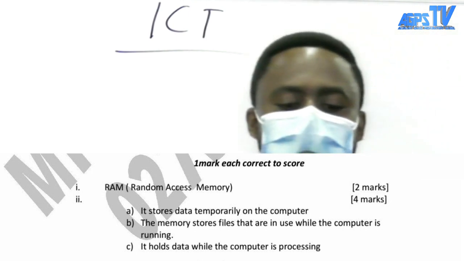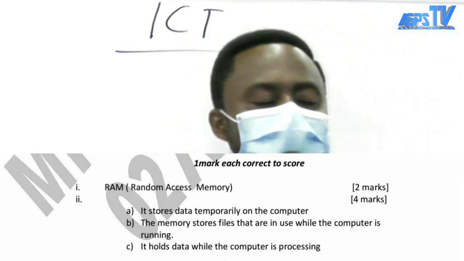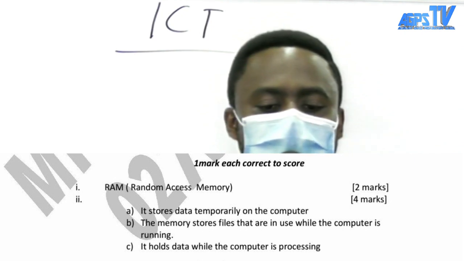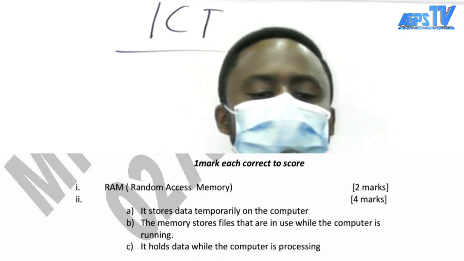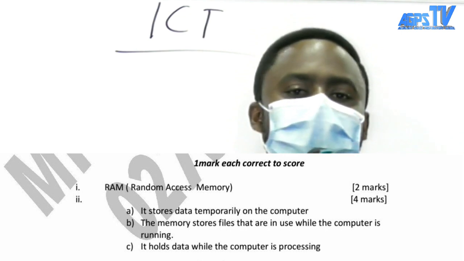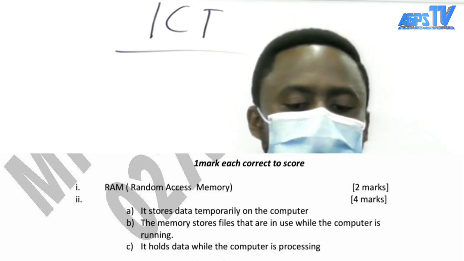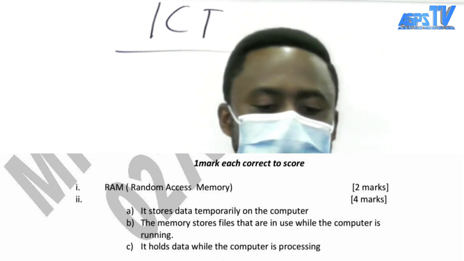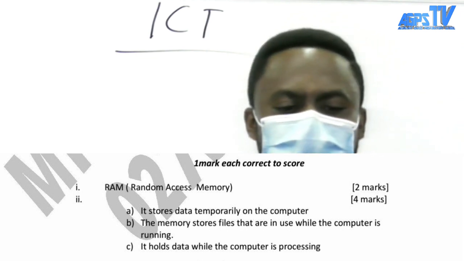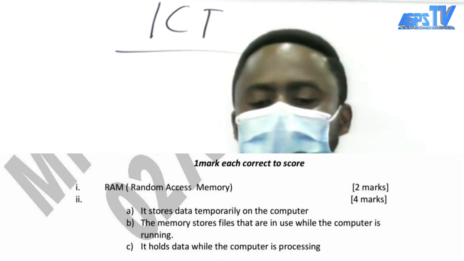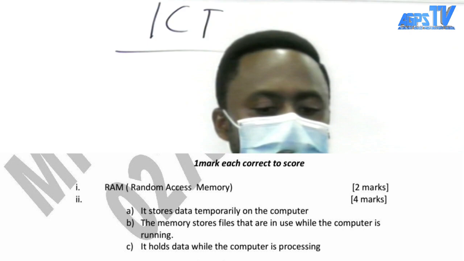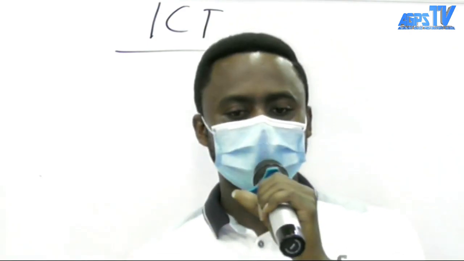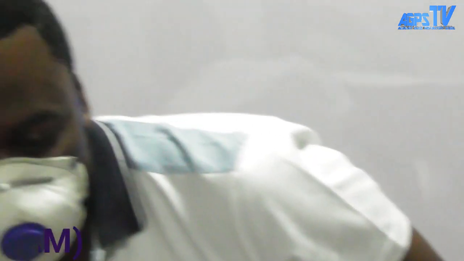Then we have C, it holds data. The memory holds data while the computer is processing. So these are some functions of the RAM. Random access memory.